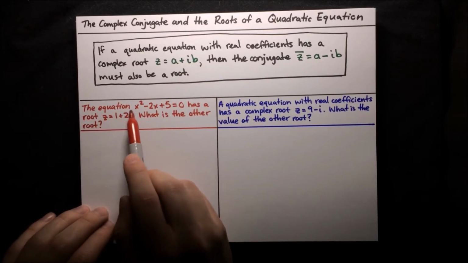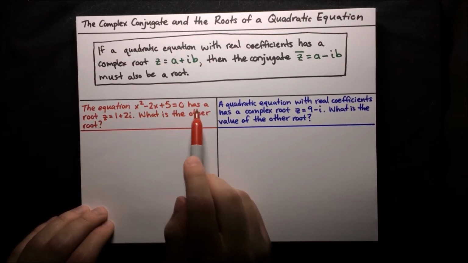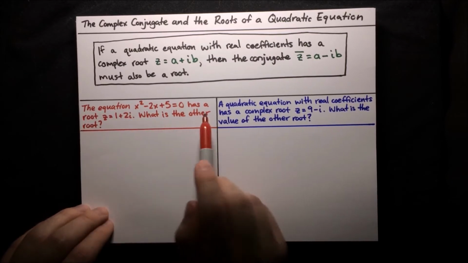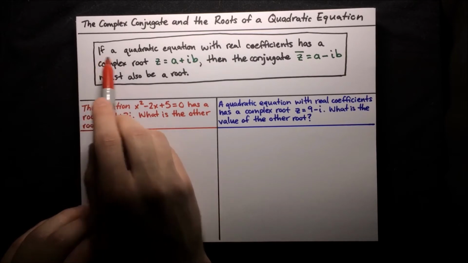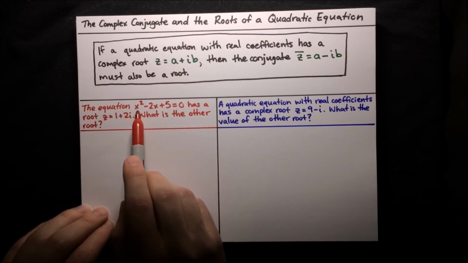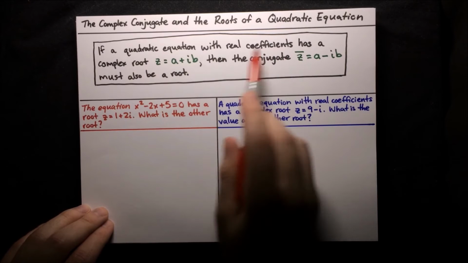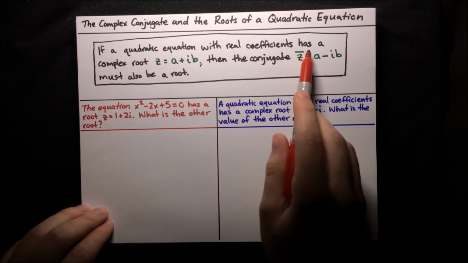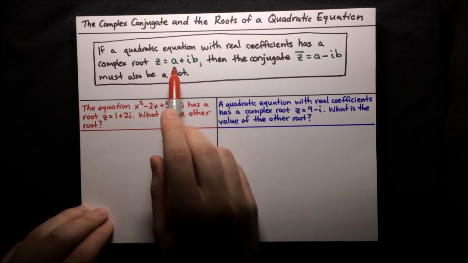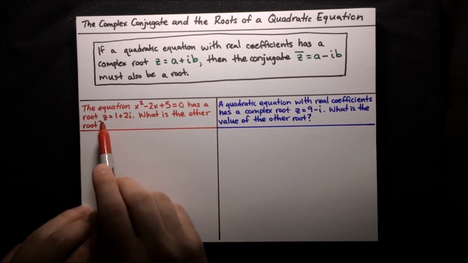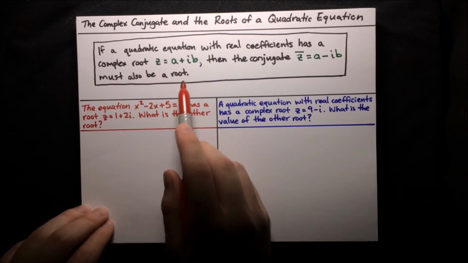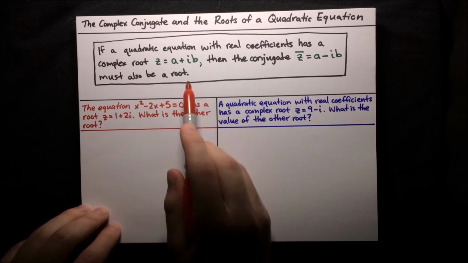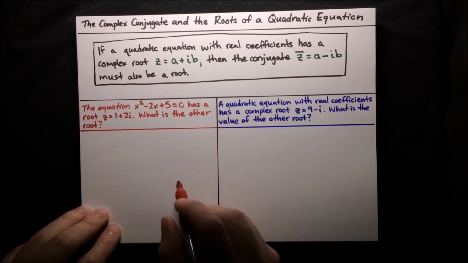So the equation x squared minus 2x plus 5 equals 0 has a root z equals 1 plus 2i. What is the other root? Well, this equation right here is a quadratic equation with real coefficients. Okay, so this theorem applies then. This says that if we have a quadratic equation with real coefficients, and we have the complex root z equals a plus ib, right here we've got z equals 1 plus 2i, great, then we know that the conjugate z bar equals a minus ib must also be a root. So the other root must be the conjugate.